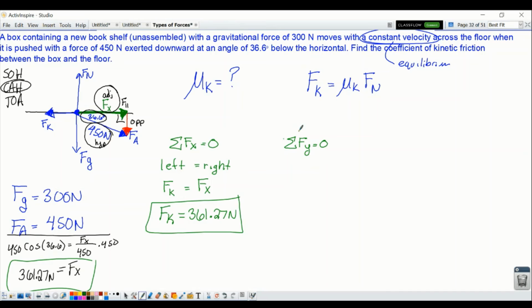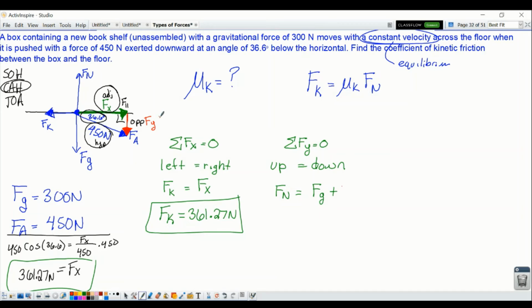When the net force in the y is 0, that means the up forces need to balance the down forces. So we look at our picture. Pointing up, we have the normal force. And pointing down, we have the gravitational force. And students often overlook this, but we also have a component of the applied force, which we need to pick something to call it. I'm going to call it Fy right now.